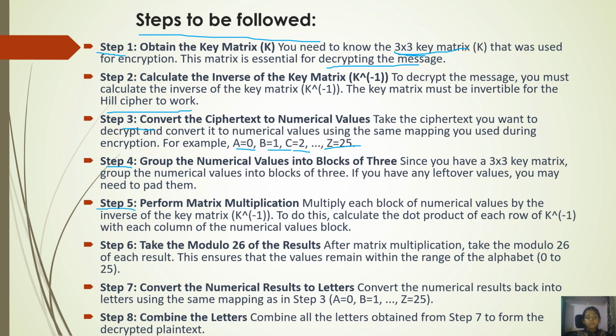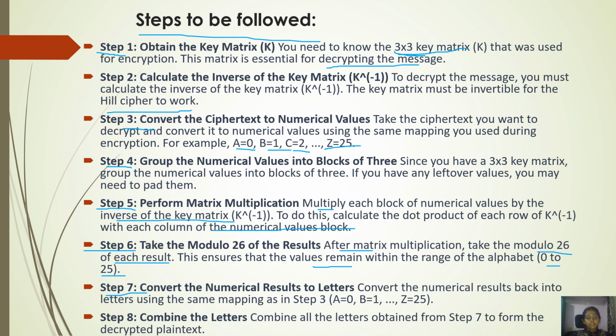Step 5: perform matrix multiplication. Multiply each block of numerical values by the inverse of the key matrix. To do this, calculate the dot product of each row of K to the power minus 1 with each column of the numerical value block. Step 6: take the modulo 26 of the results. After matrix multiplication, take the modulo 26 of each result. This ensures that the values remain within the range of alphabets, 0 to 25.